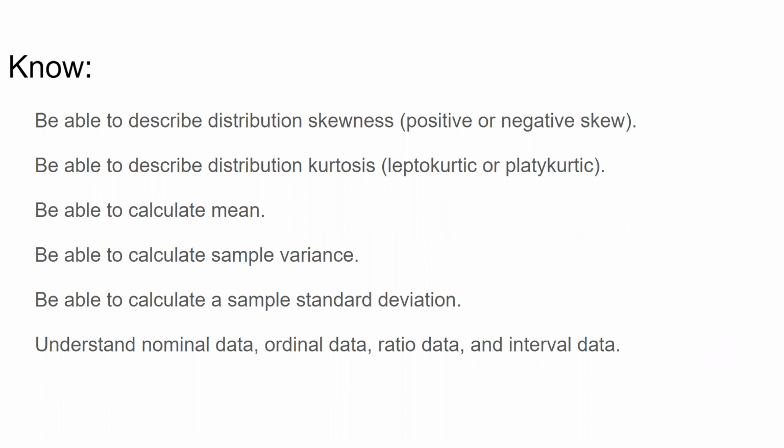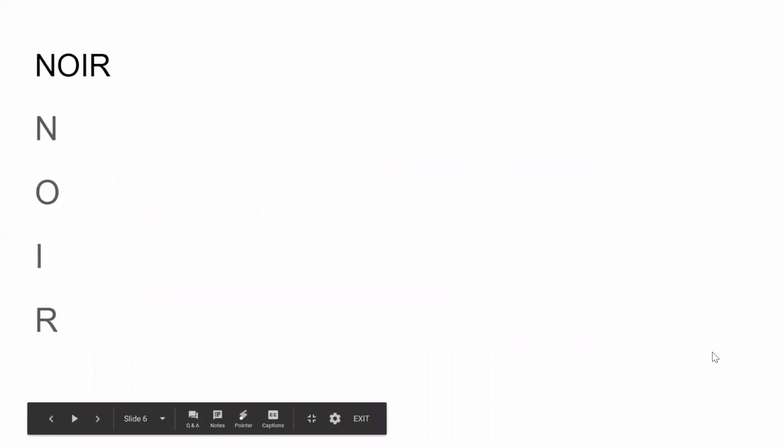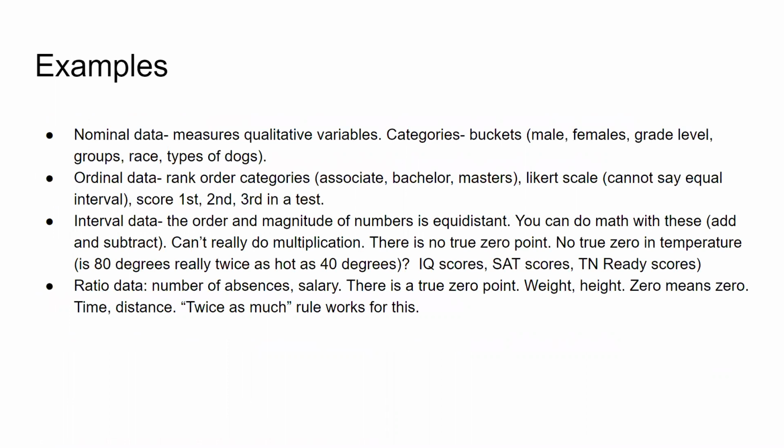But this is what you will be expected to know walking in the door of the intensive. I would like for you to be able to say, hey, that's positively skewed. I'd like you to be able to say, that's platykurtic. Be able to calculate the mean and sample variance, sample standard deviations, and understand what nominal, ordinal, ratio, and interval data are. So here is the acronym NOIR, like night in French. This is the acronym I learned in college when learning all of this.